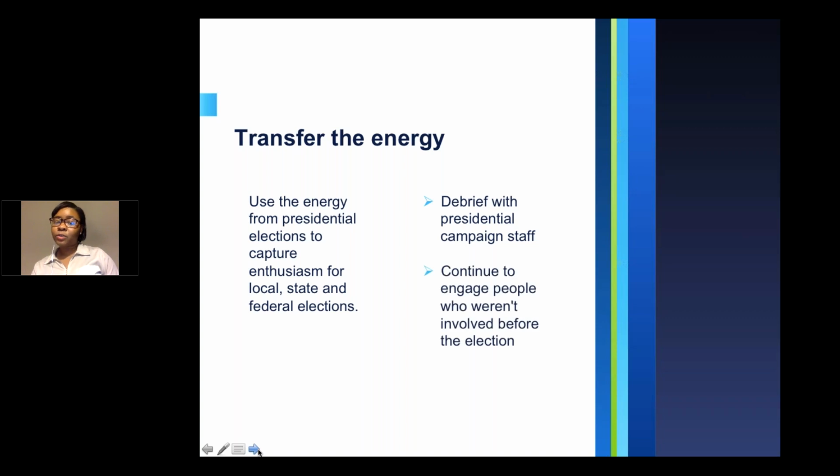And use this time to continue engagement with people who weren't necessarily involved before the presidential election. Find ways to integrate them in activities taking place in your local and state parties.